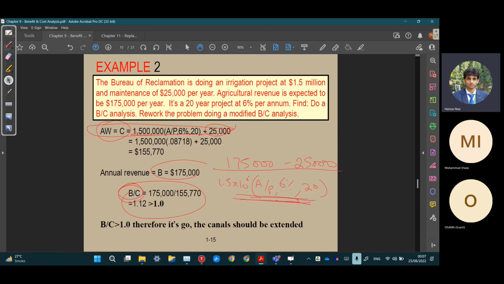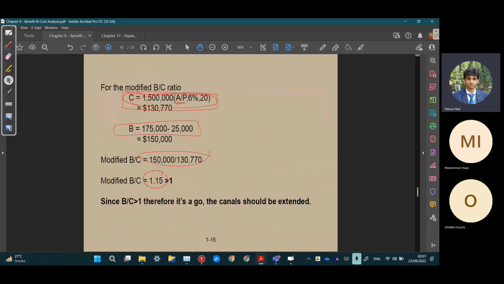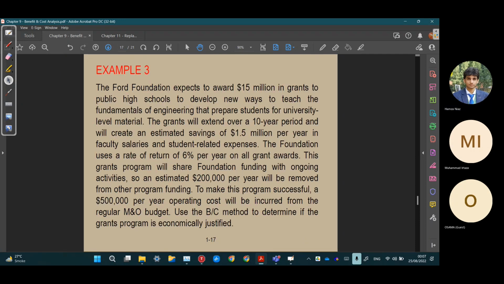So the answer should be almost the same, 1.12 and 1.15. So both are greater than 1, so that's fine. We can go with the project. Any issue in this? No, thanks.